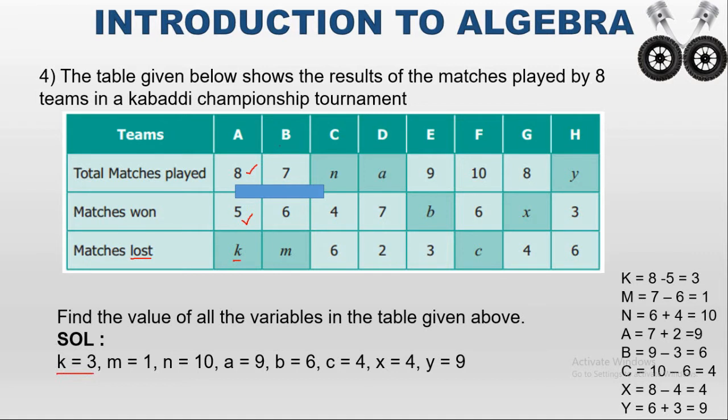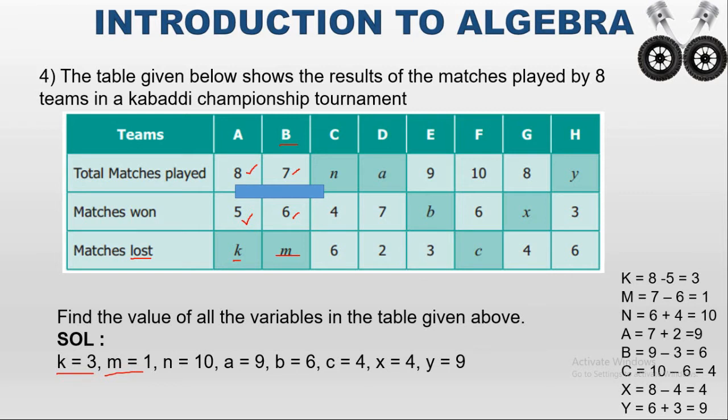For team B, how many matches did they play? They played 7 matches. Out of 7 matches, they won 6 matches. Then how many matches did they lose? We have to subtract 7 minus 6. So that is 1. So M equal to 1.